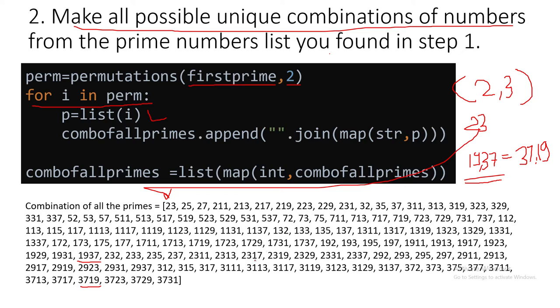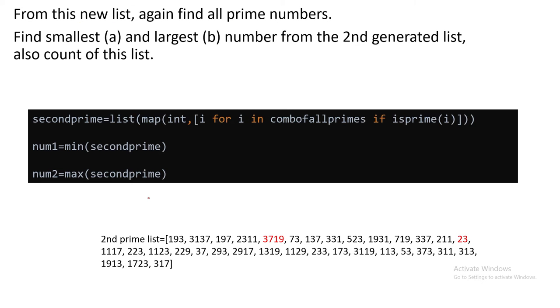For all the elements we have done this, and then we have joined, right? So we have got these strings. So for making them as integers, what we have done is used a map function to map them into int again. So this is how we generated combination of all primes.